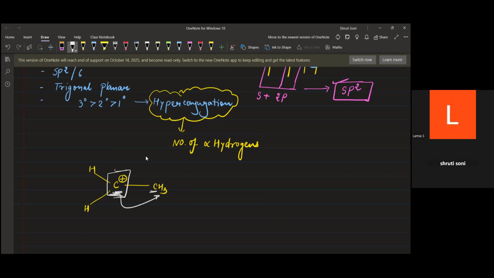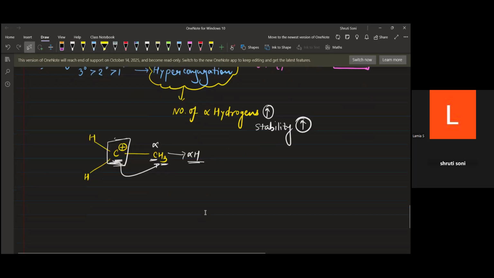So in this case, only one carbon is attached, so this carbon is known as the alpha carbon. And the hydrogens which are attached directly to the alpha carbon are known as alpha hydrogens. Okay, so as the number of alpha hydrogens increases, the stability of the hyperconjugative structure also increases.